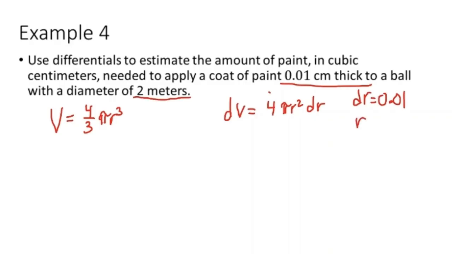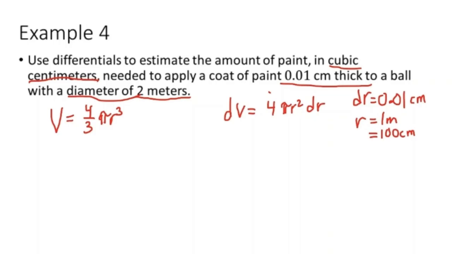As for the radius, we are told that the diameter is 2 meters. But this is where we have to be very careful with units. Our dr is currently in centimeters, and we want our dV to be in cubic centimeters. Now, since our diameter is 2 meters and diameter is twice the radius, then our radius is 1 meter. But in order to calculate our dV, we do need the units of dr and r to be the same. Since I want my units in cubic centimeters, let's convert the 1 meter to centimeters. Recall that 1 meter is equal to 100 centimeters.